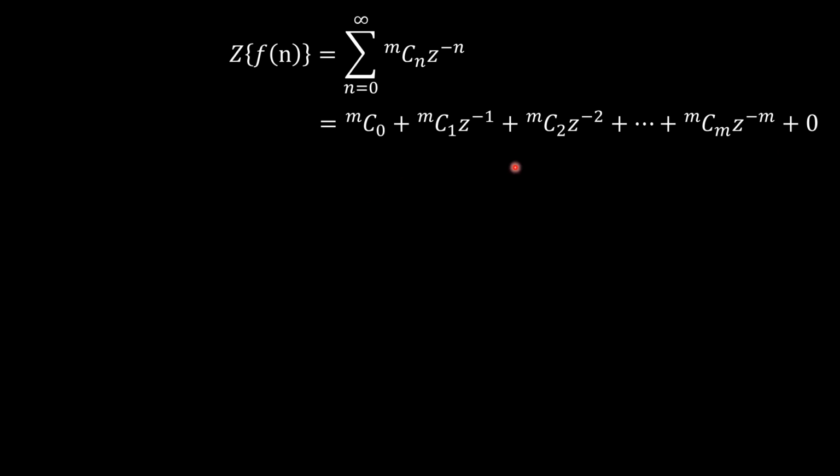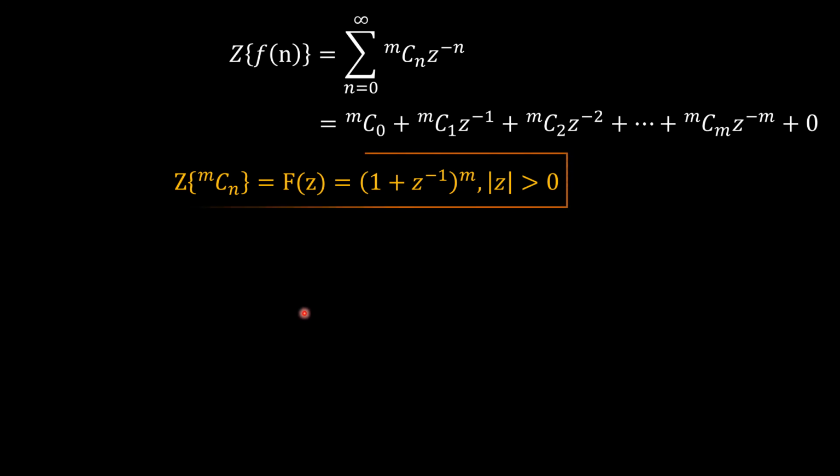So this expression is nothing but the binomial expansion for (1 plus z inverse) raised to m. Therefore, the z transform of mCn, that is f of z, is equal to (1 plus z inverse) raised to m for mod z strictly greater than 0. So the region of convergence is mod z strictly greater than 0.